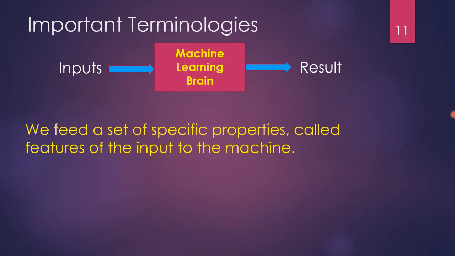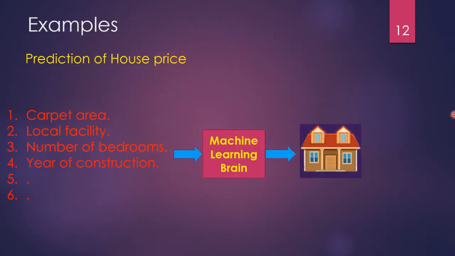So let's do one thing. Let's see some practical examples of use of machine learning first. Okay, so let's start with this example I just shared with you. Just assume that you want to buy a house, and before you decide on a house, you may go through several houses and try to observe the features such as carpet area, local facility, number of bedrooms, and many more. Right? Year of construction may be a very important parameter.